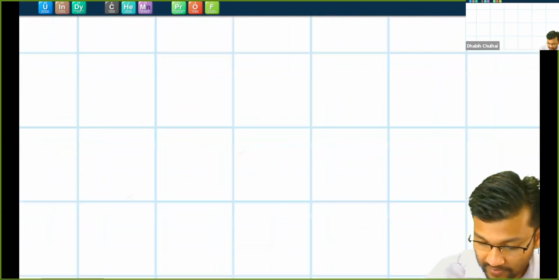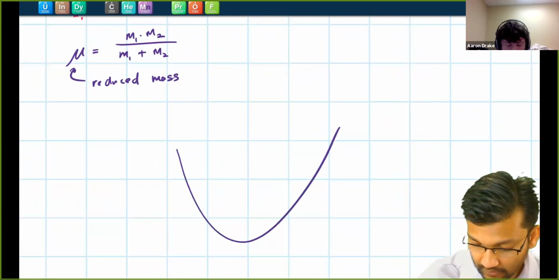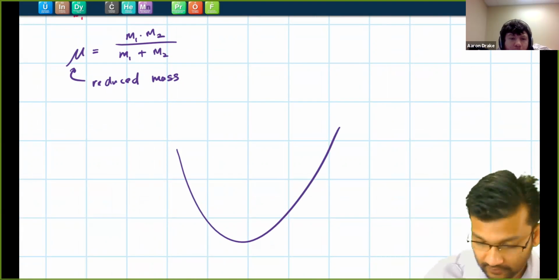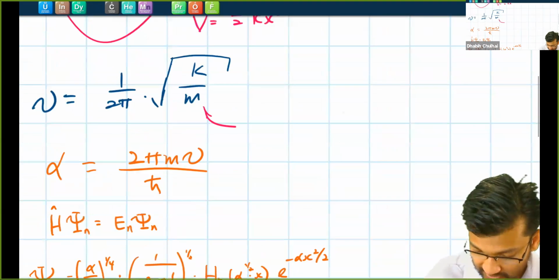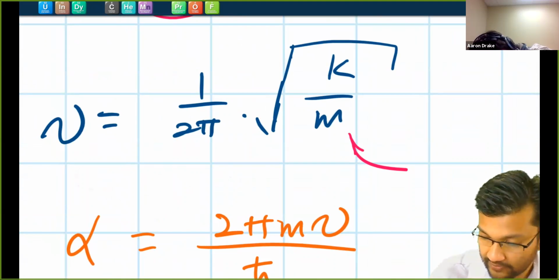Now, before we wrap up, there's one more thing I want to talk about. So let's look at the harmonic potential again. Really, sorry, really quick. Can you show the equation for frequency? Frequency, all the way up here. 1 over 2 pi times the square root of k over m. Thank you.